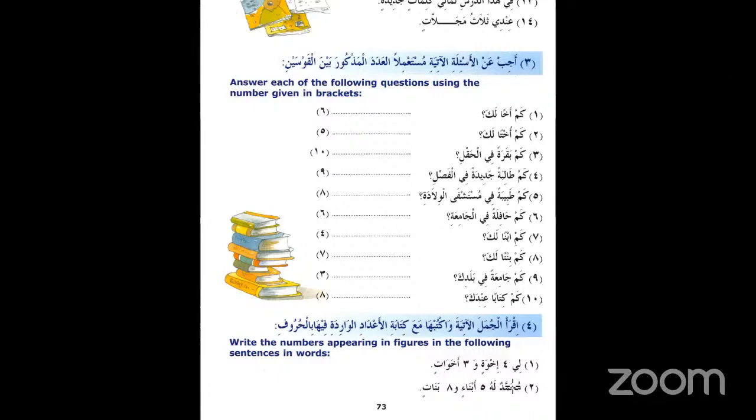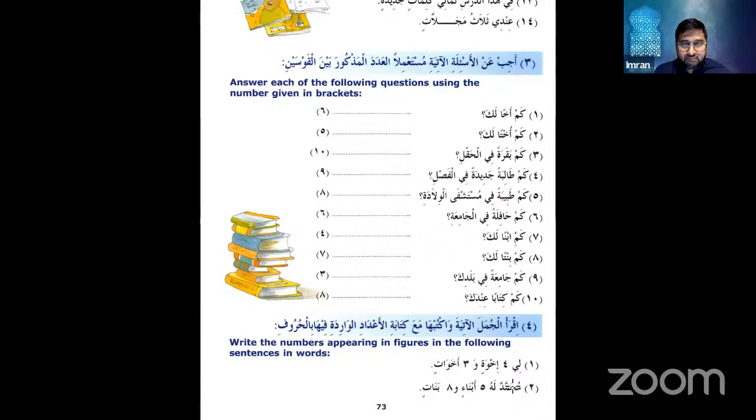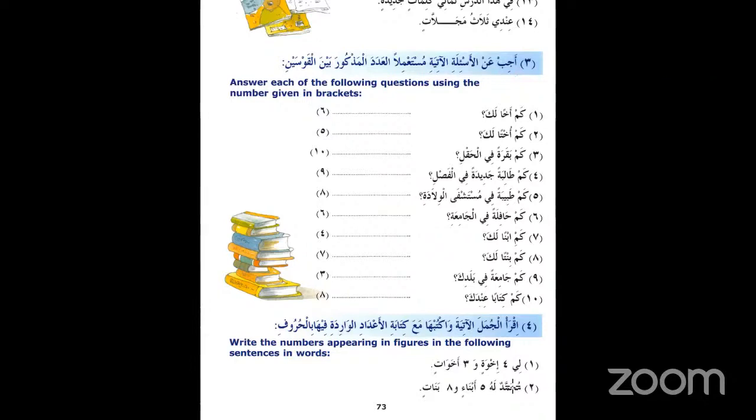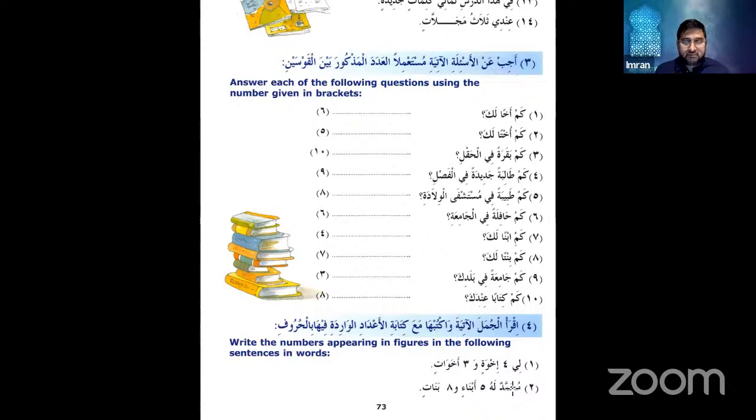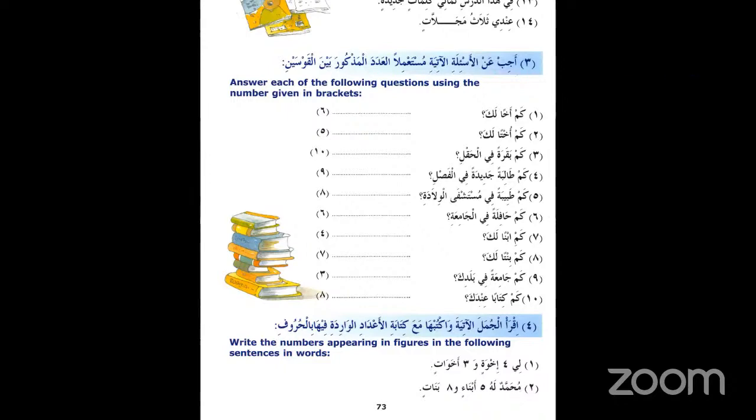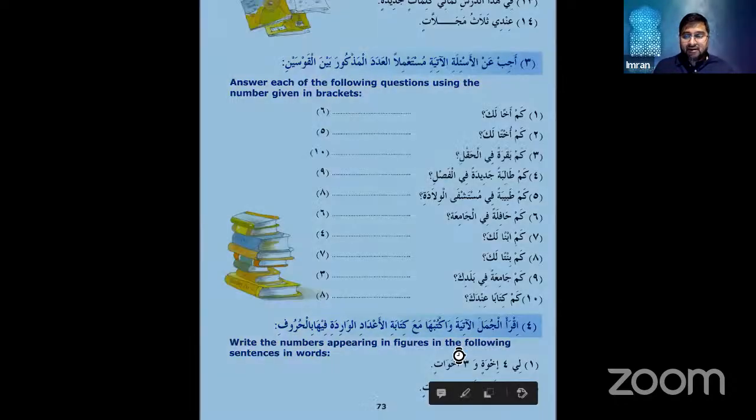Okay. So لي 4 إخوة و3 أخوات. Correct. محمد له 5 أبناء و8 بنات. Excellent. Right. Thank you.